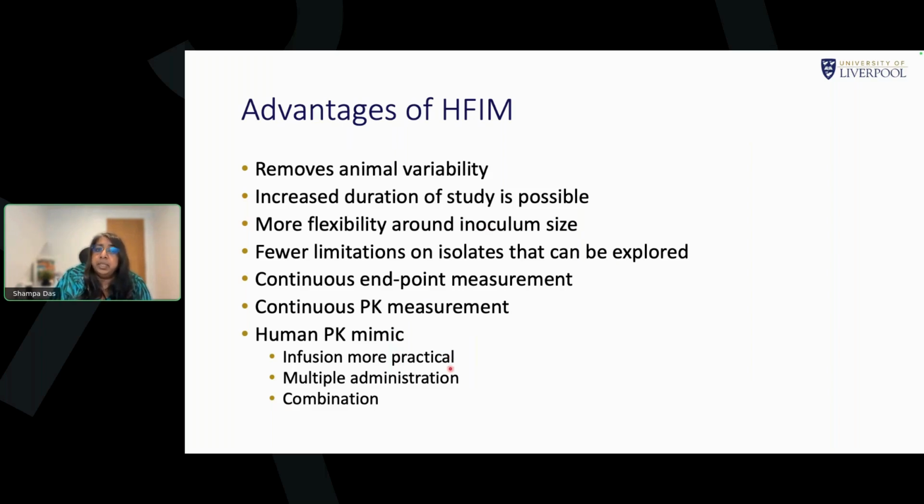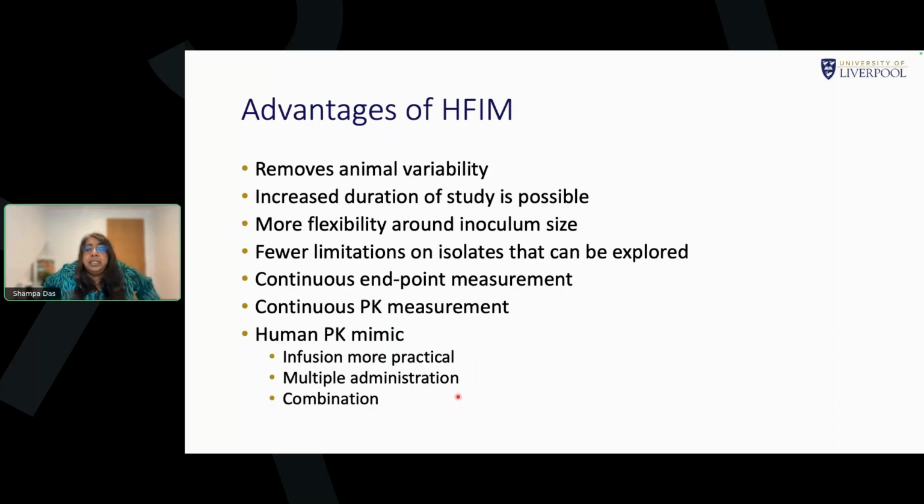Remember, in animal models, that's quite often limited. Oftentimes, especially when using mice, you have to understand your PK in a satellite group of animals. So they're not the animals that you've seen the infection in. And sometimes that's done in infected animals, and sometimes the PK is done in healthy animals. So the biggest advantage here of the hollow fiber is that we get to mimic human PK.